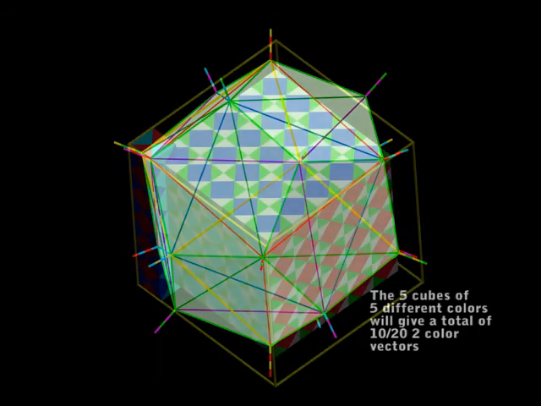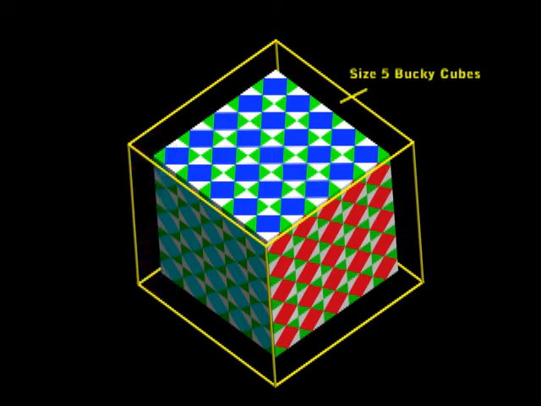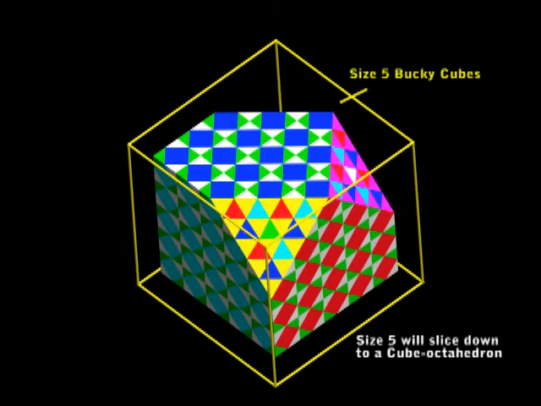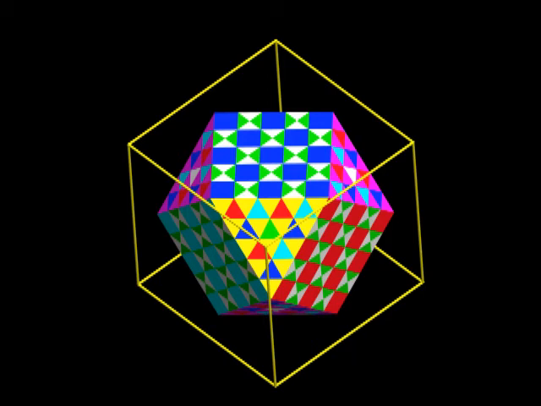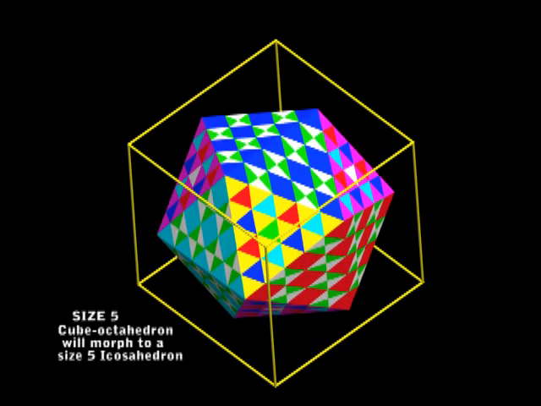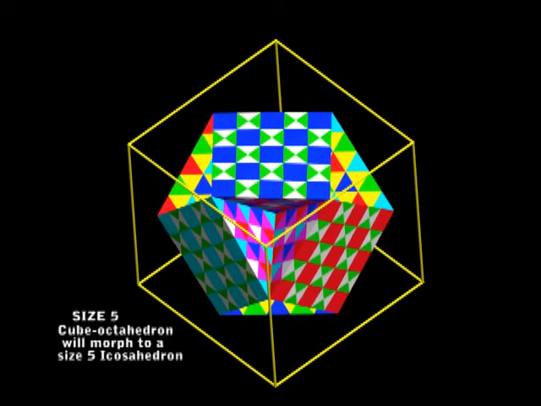Now we'll go back to the size 5 Bucky cube arrangement. We can get rid of them Plato cubes now. Now I'm going to take the corner pieces of that cube away and give us a perfect cube octahedron. In my earlier videos I showed that you could morph a size 3 cube octahedron into an Icosa. Now I'm going to do the same with the size 5. And we'll take the corner pieces away and do it again.